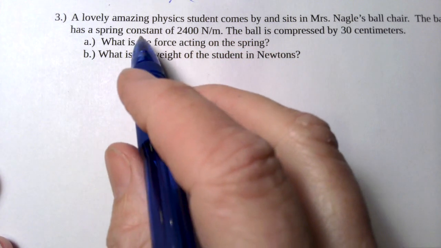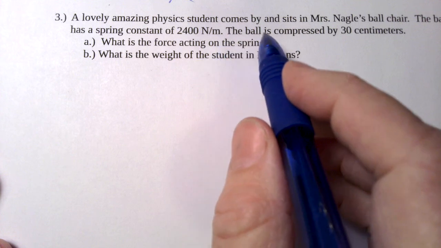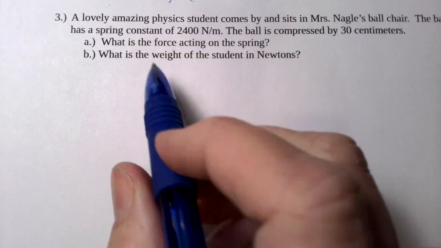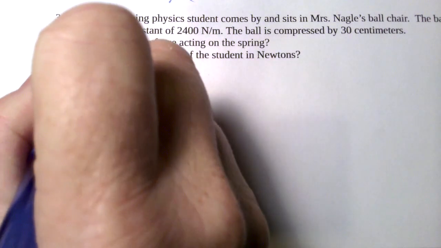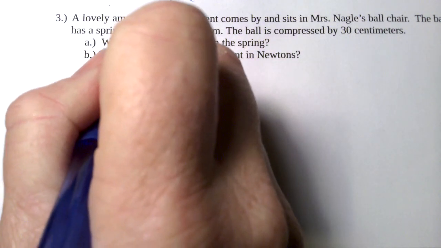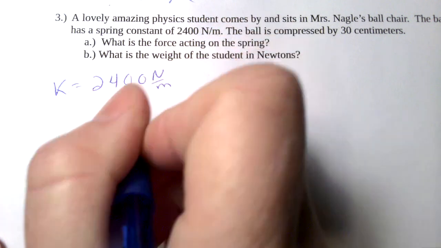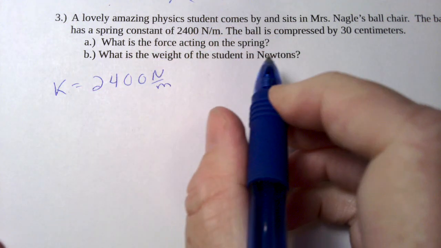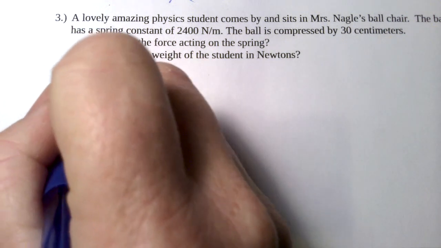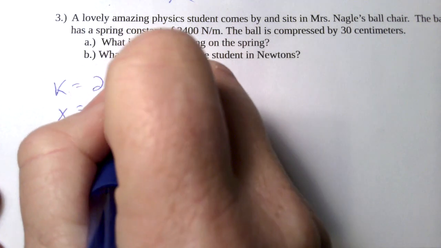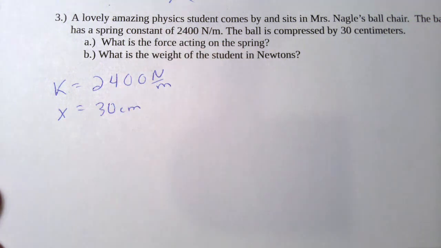A lovely, amazing physics student comes by and sits on Mrs. Nagel's ball chair. The ball has a spring constant of 2,400 newtons per meter. That's a unit. And it's compressed. That's your x. 30 centimeters. You've got to convert that to meters.